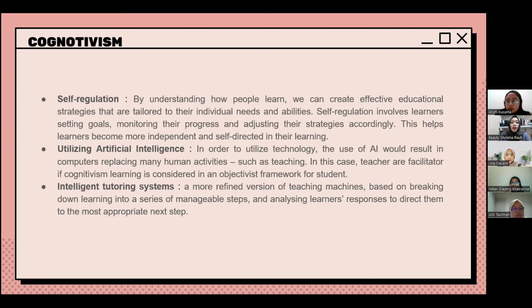It is a more refined version of teaching machines based on breaking down learning into a series of manageable steps and analyzing students' responses to direct them to the most appropriate next step. So all of the cognitivism concepts make students be more active in their learning, so they all know what kind of learning style is suitable for them.